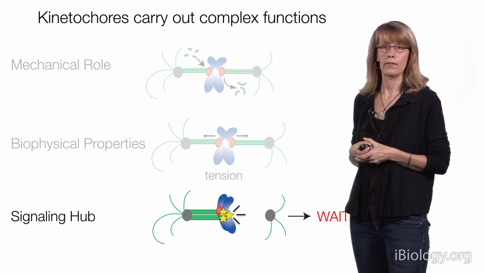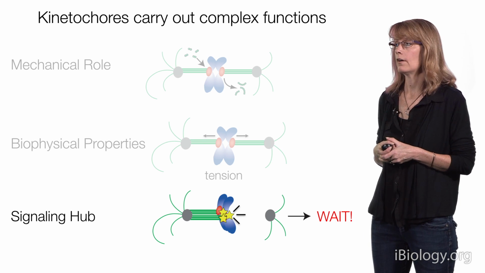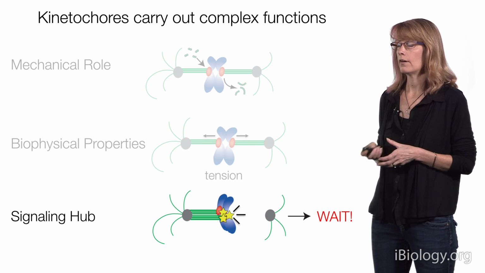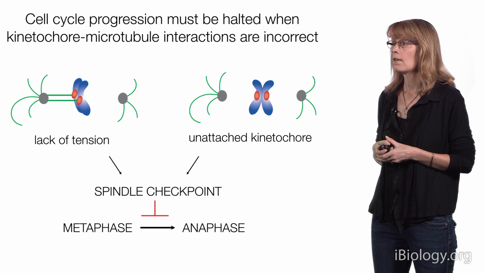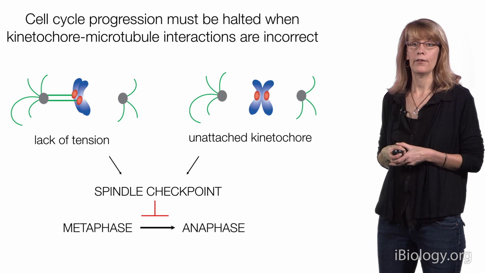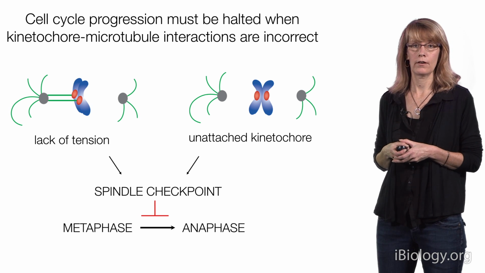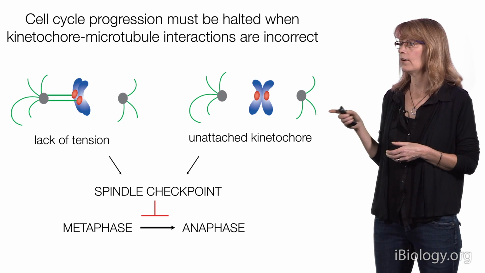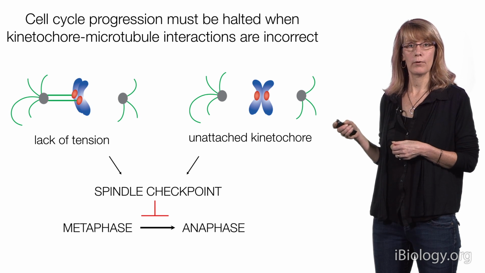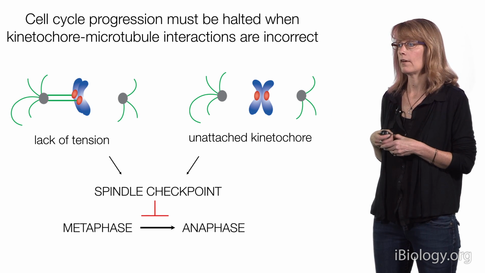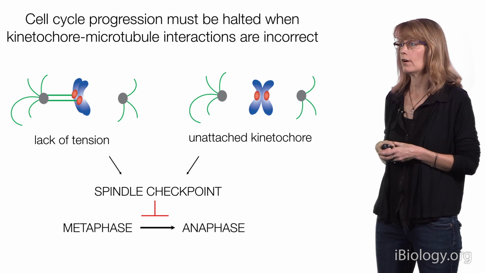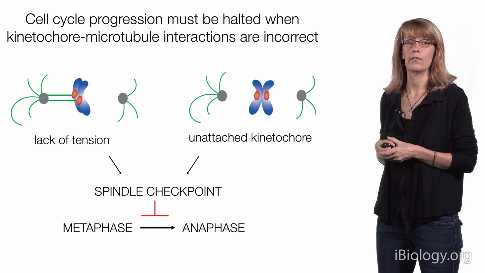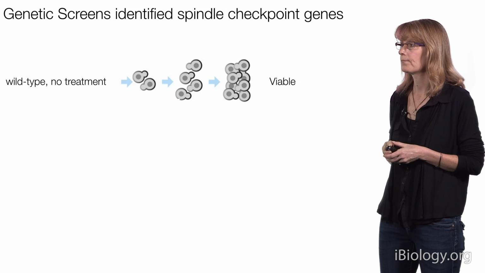Now let's turn to the signaling functions of the kinetochore. And as I said, the kinetochore can transmit a signal to completely halt the cell cycle. Cell cycle progression has to be halted when kinetochore-microtubule interactions are incorrect. So when there's a lack of tension or an unattached kinetochore, the checkpoint has to recognize that and halt the cell cycle. And the spindle assembly checkpoint, I'm going to call it the spindle checkpoint for short, is the signal transduction system that can do that.